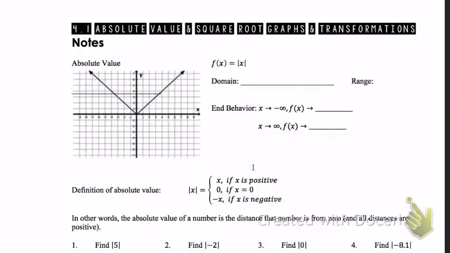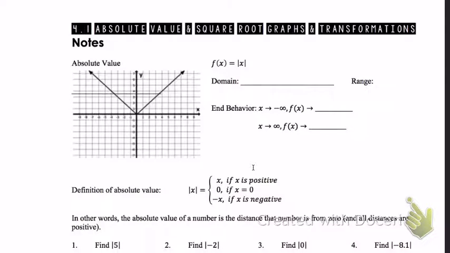All right, so the next function that we're going to talk about is absolute value and square root graphs. So we're going to learn how to graph both of those. So far we have done linear, which is like mx plus b. And so this whole semester is just talking about the different types of functions, how to graph them, how to solve them, things like that.